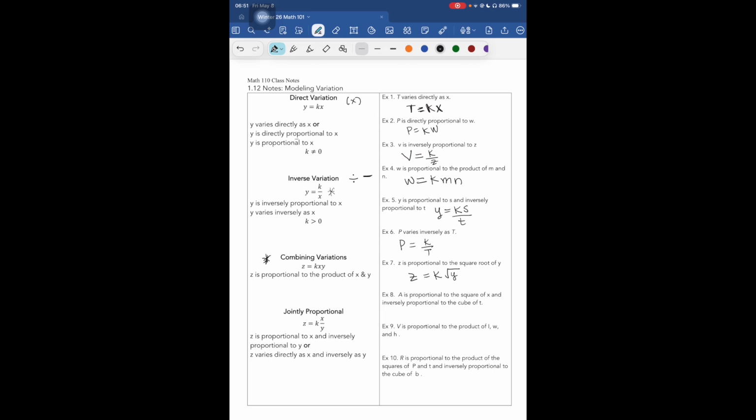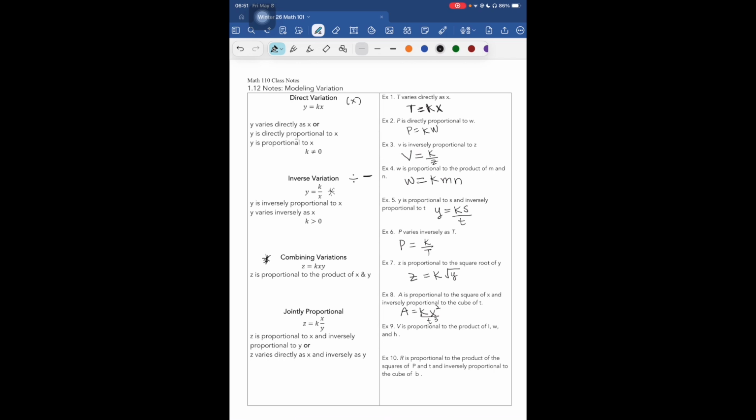Example 8. A equals, proportional to the square of x, so it's going to be our constant k times x squared, and inversely, so fraction, proportional to the cube of t, so t cubed. Again, A is proportional, so we put our constant k, to the square of x, so we have x squared, and inversely means fraction, proportional to the cube of t, so t cubed.